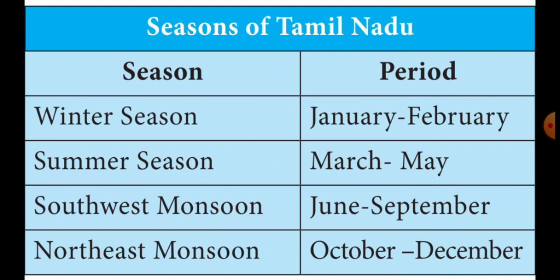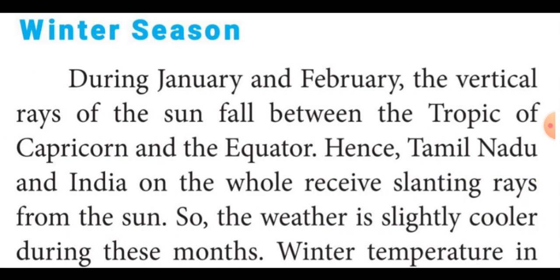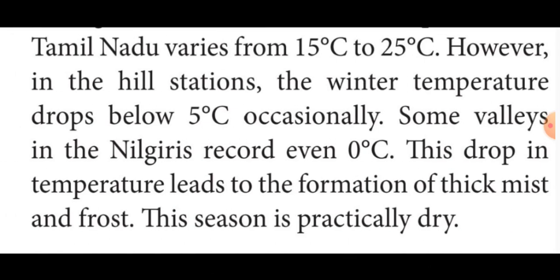That one important 2-mark question, that also you learn. You learned about each season one by one. First you learned about the winter season. During this season, Tamil Nadu receives slanting rays from the sun. So during this period, we get the cool season. That means the weather is very cool. The temperature of the winter season is 15 to 25 degrees Celsius. Some of the hill stations get 5 degrees Celsius. Some of the valley areas get 0 degrees Celsius.